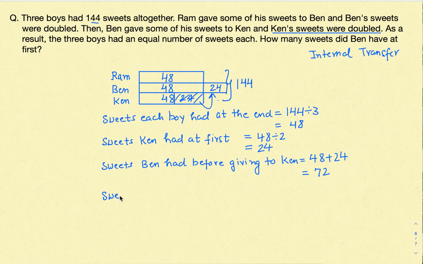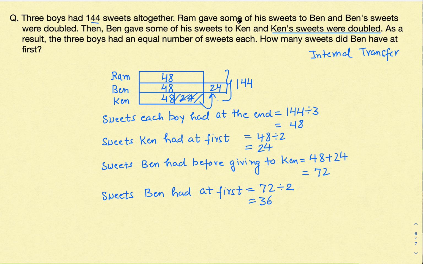So sweets Ben had at first, because we are going to subtract half of the sweets which he has received from Ram, right? So that will give us how much he had before, right? So that will give us 36, right?